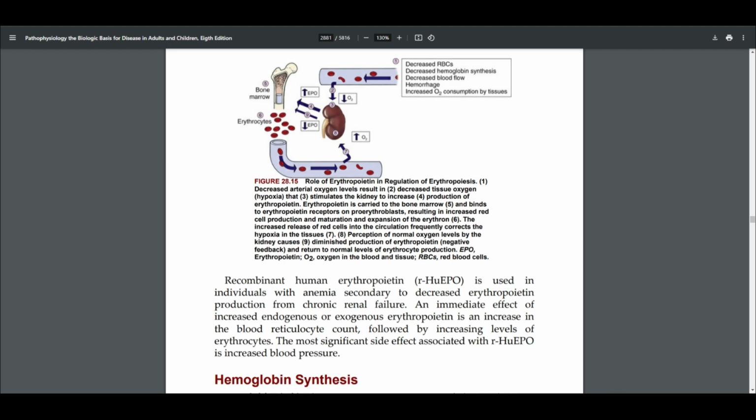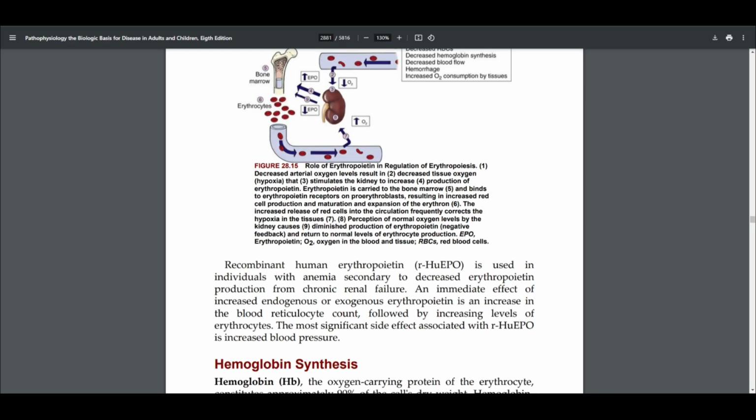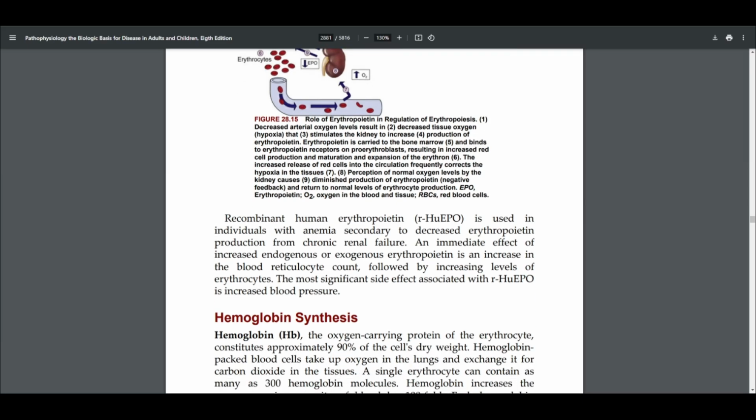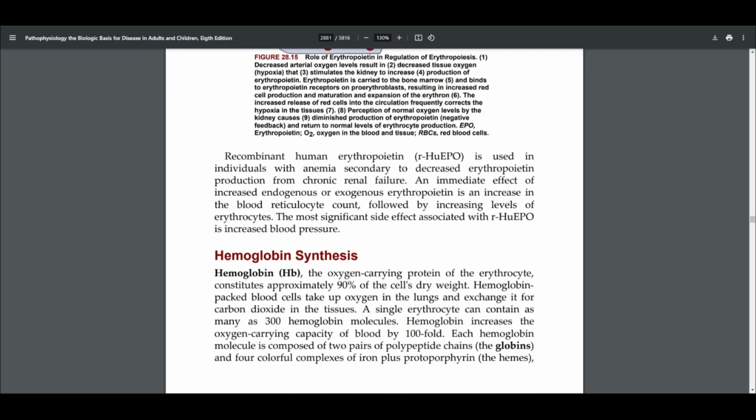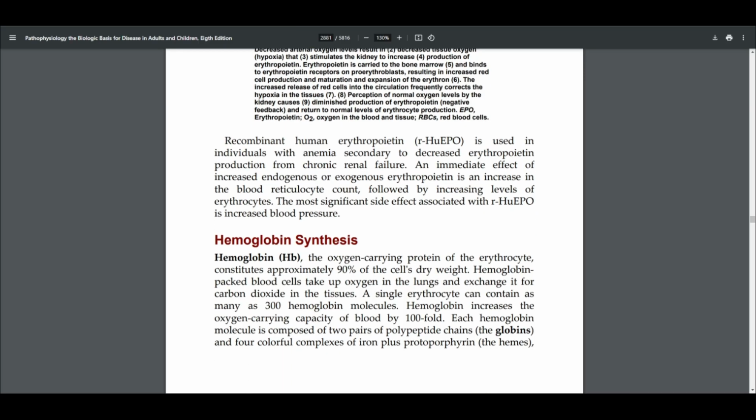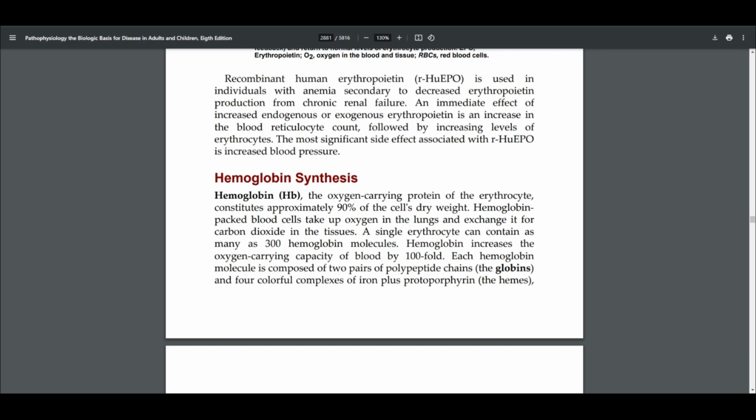Recombinant human erythropoietin is used in individuals with anemia secondary to decreased erythropoietin production from chronic renal failure. An immediate effect of increased endogenous and/or exogenous erythropoietin is an increase in the blood's reticulocyte count, followed by increasing levels of erythrocytes. The most significant side effect associated with recombinant human erythropoietin is increased blood pressure.